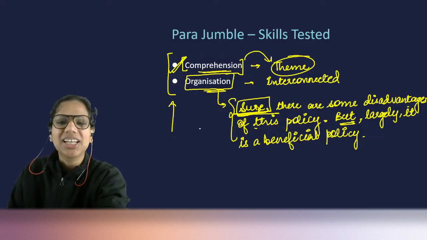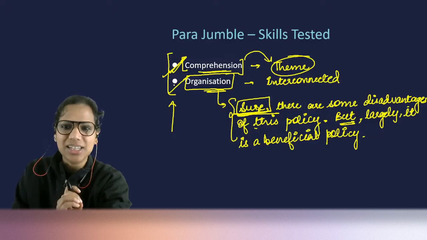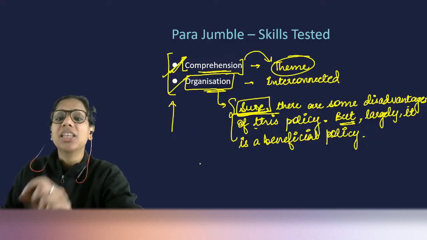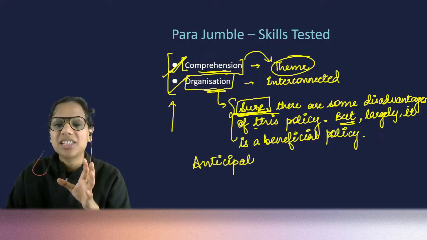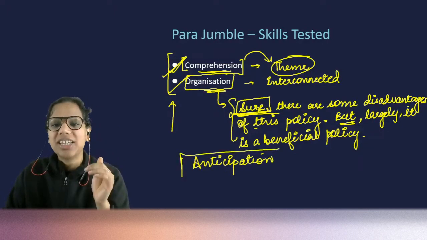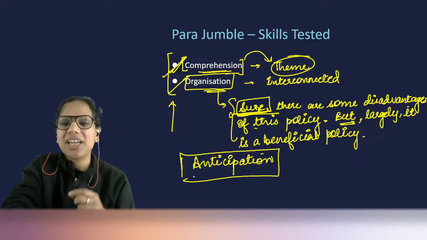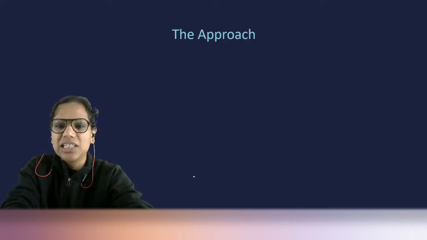Hi, Prateek. So, comprehension and organization, these are the two skills that are tested, right? And the more you read, the better you become at them. The more you read, the better you become at anticipation, something that helps you tremendously when it comes to organizing sentences, right? Anticipating what is going to come next, guessing what is going to come next. All right, now, if this is clear, let's come to the approach.